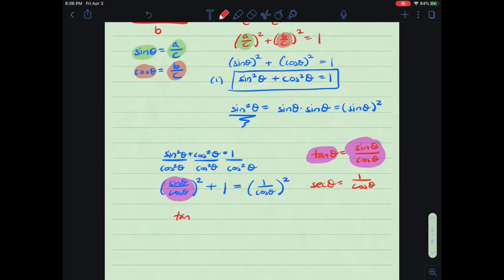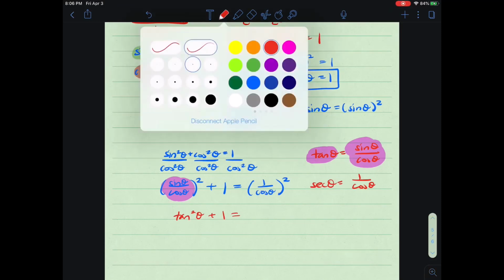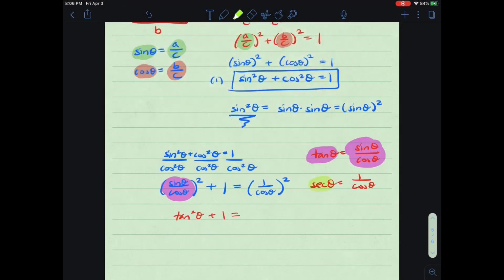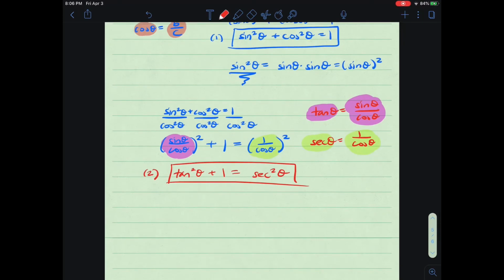You'll get tan squared theta plus 1 equals, and doing the same thing here, we're going to take secant of theta, which is 1 over cosine of theta, and I see a 1 over cosine theta there. Make that substitution, and I'll get secant squared of theta. And this is my second Pythagorean identity. There's still one more to go.